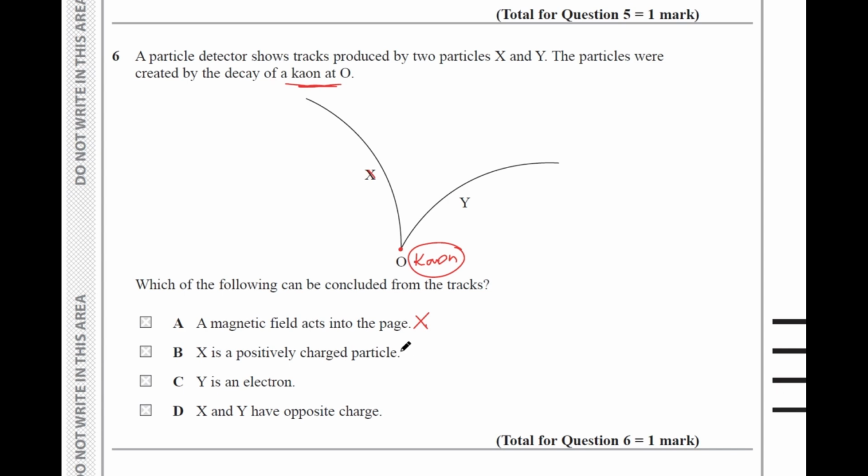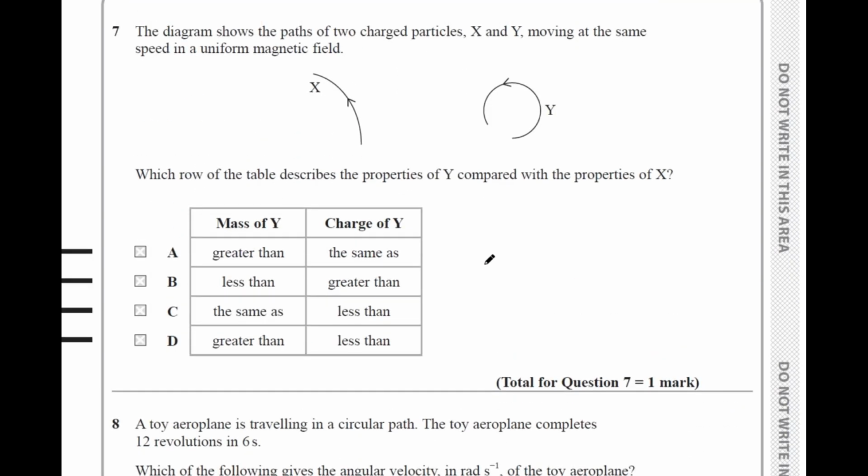In order to derive the charge of the particle, we at least have to have the direction of the magnetic field. So options B and C are wrong. Obviously the answer is D, because they have two opposite charges, they are moving in two different directions. Yeah, that's the answer. All right, next question. We'll move on to the next question.